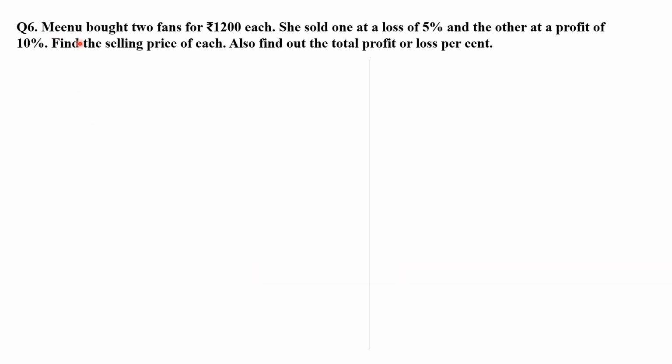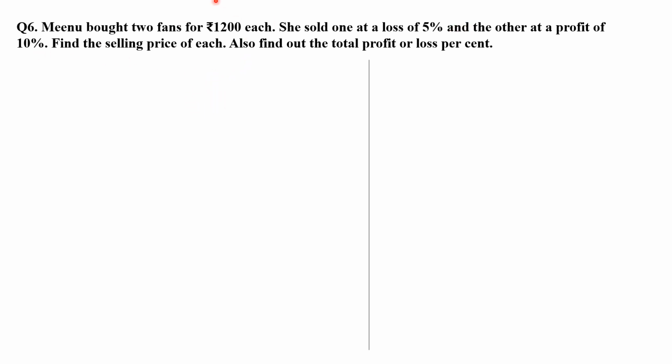Question number 6. Meenu bought two fans for 1200 rupees each. She sold one at a loss of 5% and the other at a profit of 10%. Find the selling price of each and also find out the total profit or loss percent. So she purchased two fans of 1200 rupees each, means the cost of one fan is 1200 rupees. Then she sold one fan at 5% loss, the other at 10% profit. You have to find the selling price for each.